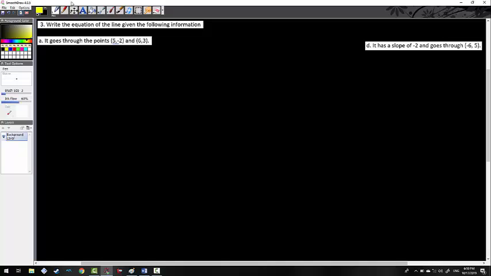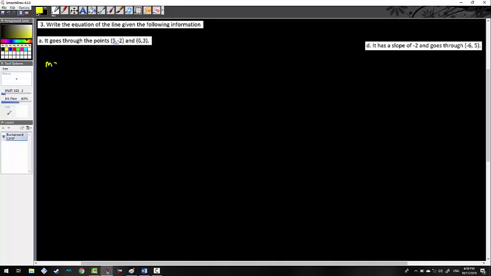And here we are writing equations of lines. Remember, guys, in order to write the equation of a line, you need a point and a slope. If they don't give you the slope, they're going to give you another point so that you can find the slope, just like they do in A. So because it goes through these points, I can use this information to find the slope.